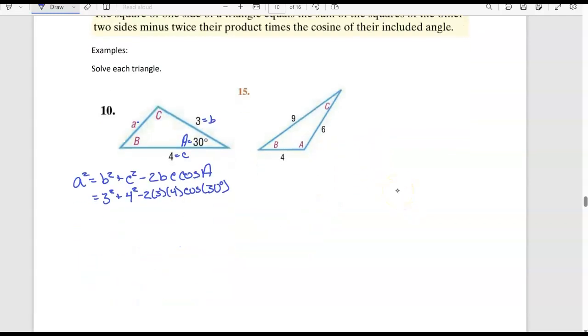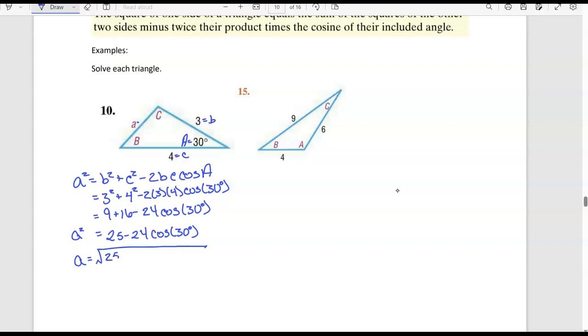I'm going to simplify this before I plug it into Desmos or a calculator. So we're going to have 9 plus 16 minus 24 cosine of 30 degrees. 9 plus 16 is 25, minus 24 cosine of 30 degrees. And cosine of 30 degrees is one of the ones that's on the unit circle, so we could get an exact value, but I want to show you how to use Desmos to find that. Now we're going to take the square root to get A by itself. Remember, we want A, not A squared.